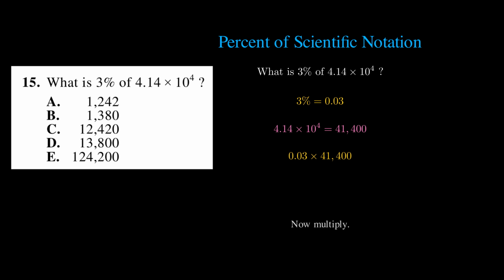We're really finding 0.03 times 41,400. Now we multiply. 0.03 times 41,400 equals 1,242.